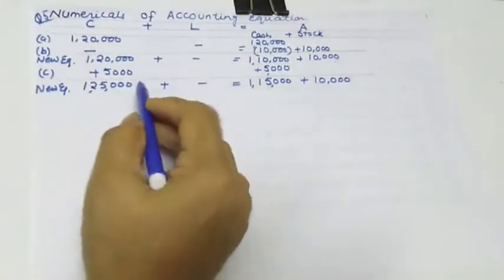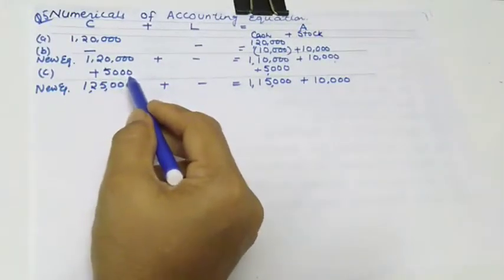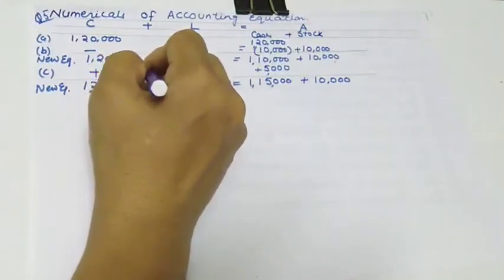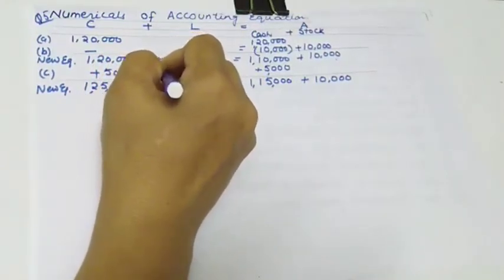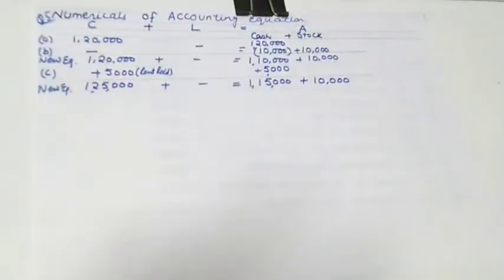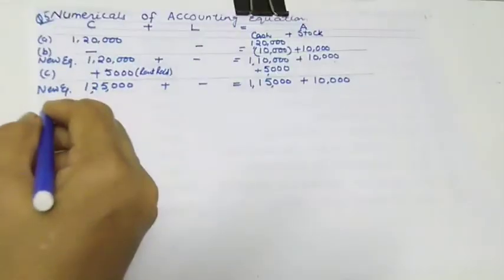The effect of this equation is your capital will increase. Why is your capital increased? Because here you are receiving rent. Though you don't have to write this, for your clarity I am mentioning here that this is your rent received. Now the next transaction is related to salary outstanding.